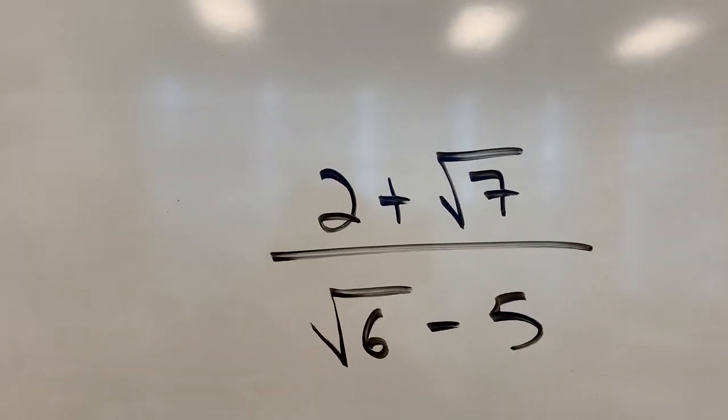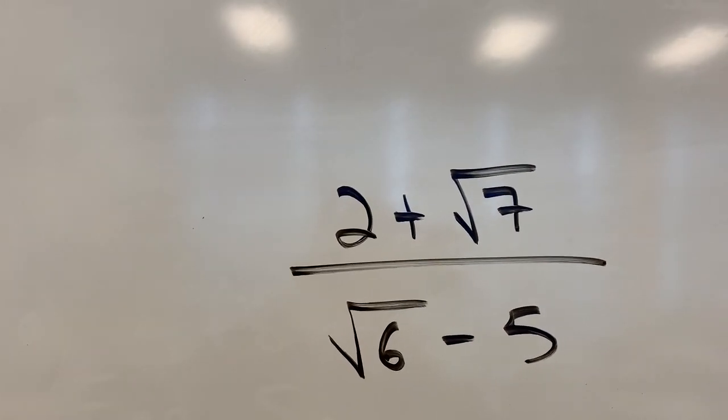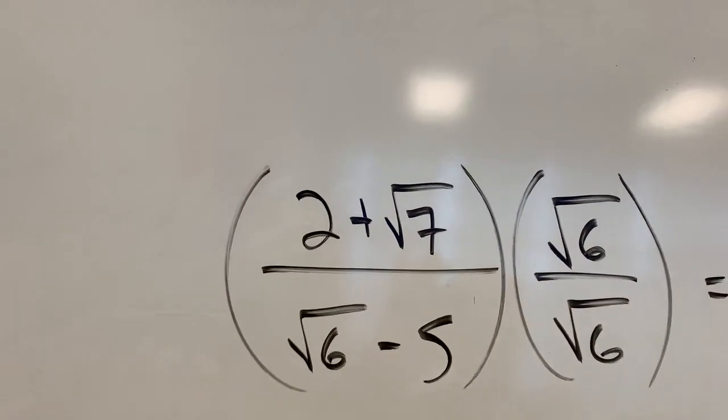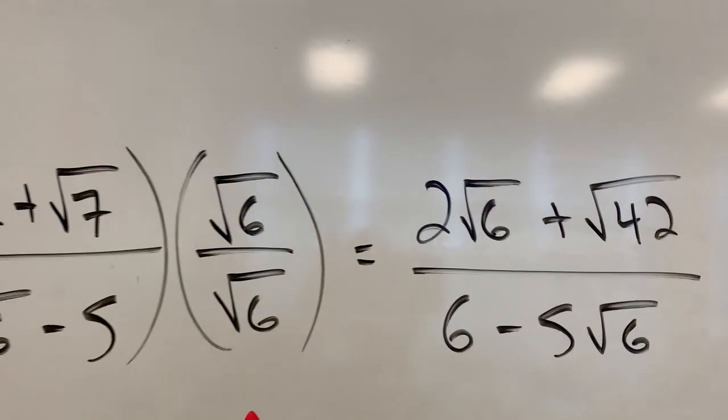So the problem here, the thing we want to get rid of is that root 6 in the bottom. Unfortunately, just multiplying by root 6 top and bottom won't do it. So if I headed down that road mistakenly, my work would look something like this. I multiply by root 6 over root 6. So I do that on the top, I end up with 2 root 6 plus root 42.